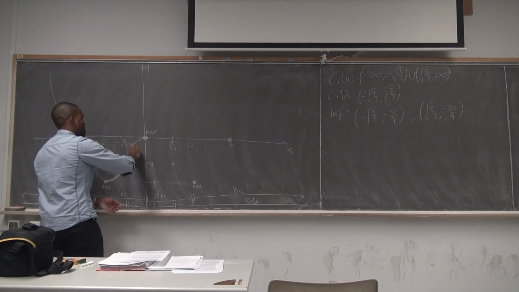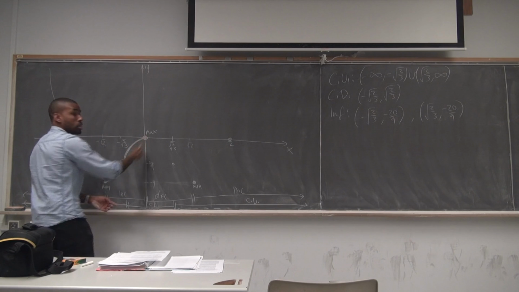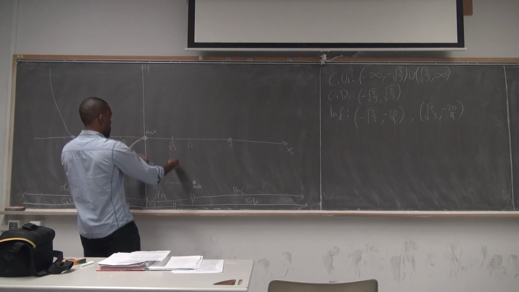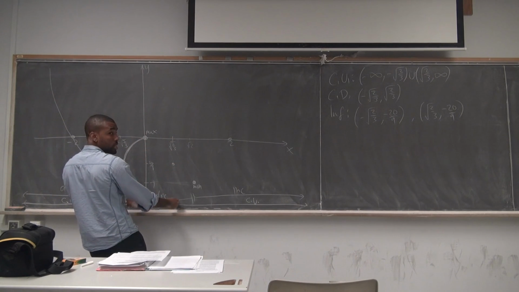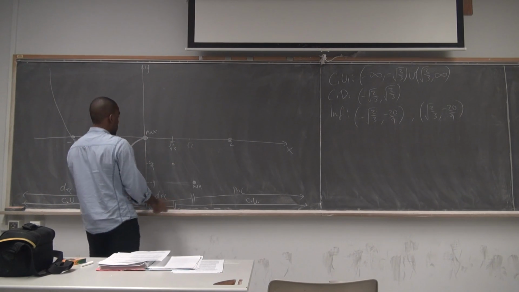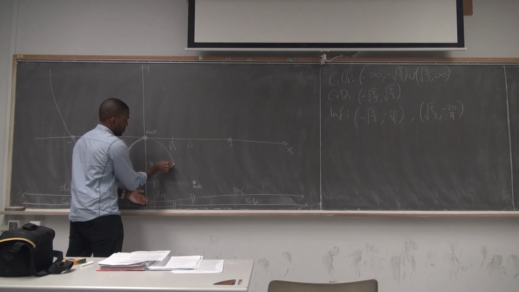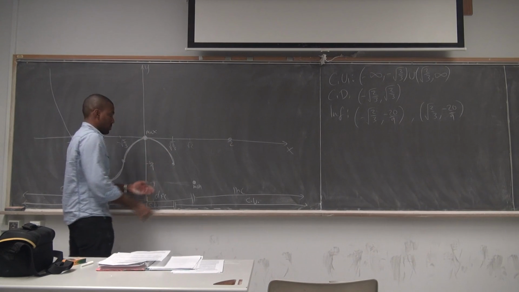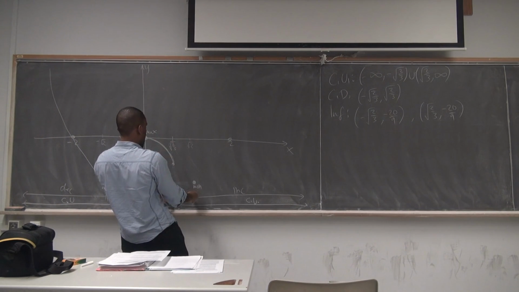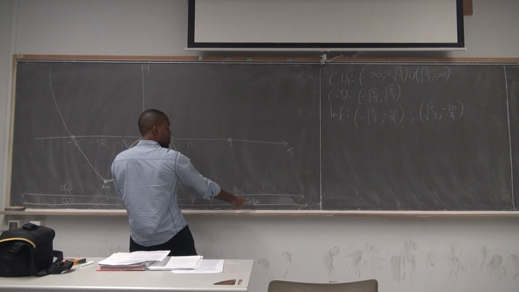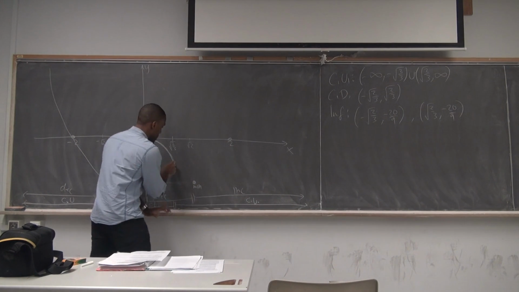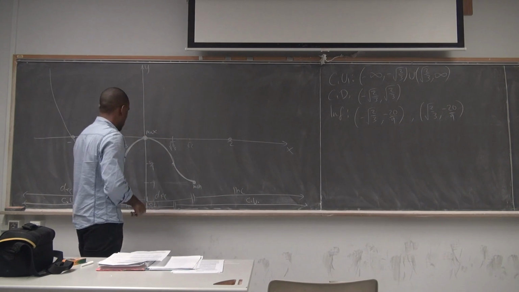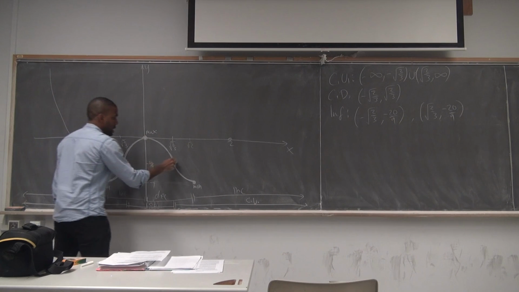Oh, this is like that bounce thing. Right? Now, in this region, I am decreasing and concave down. So I'm decreasing and I'm shaped like a frowny face. In this region, I keep decreasing, but now I switch to concave up. So I decrease like a smiley face. That's an inflection.